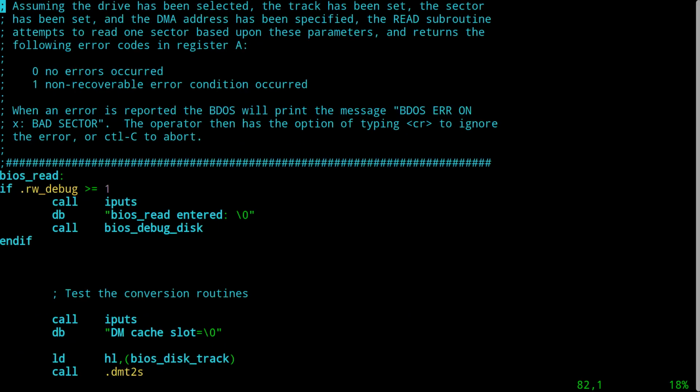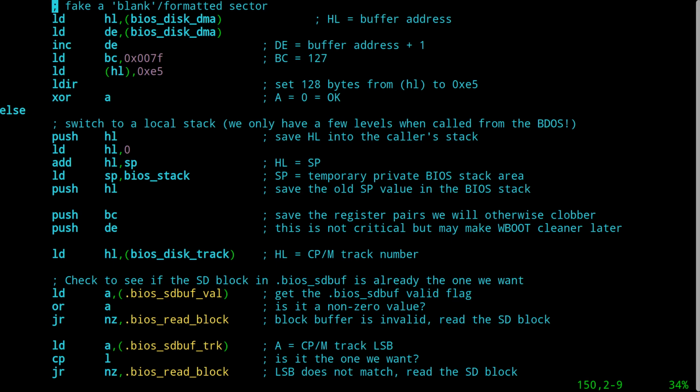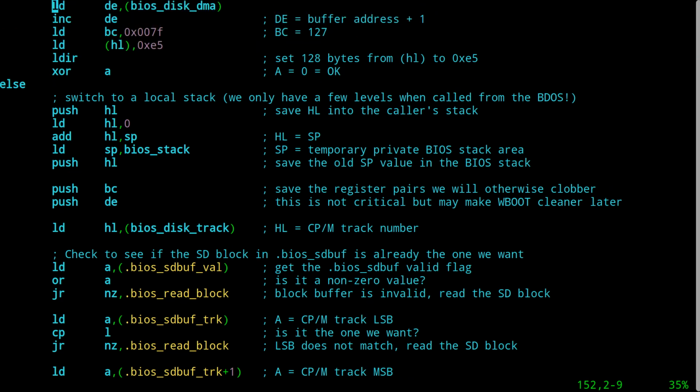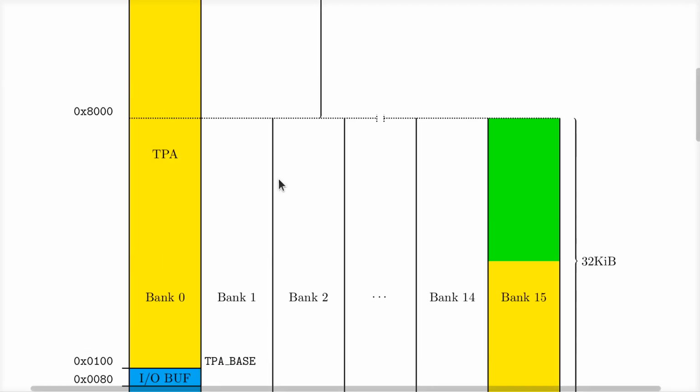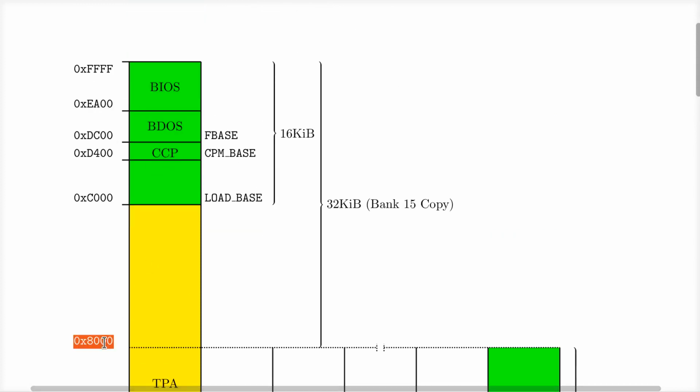But the thing is, even though the BIOS says that you get a stack that has a couple of levels, odds are that stack comes from some memory that's probably inside the BIOS. By that I mean memory that's in this green area up here, in the high part of memory, over 8,000. The alteration guide doesn't state that it must be.